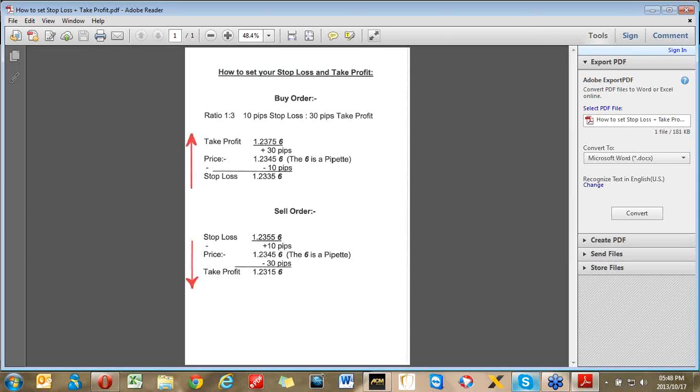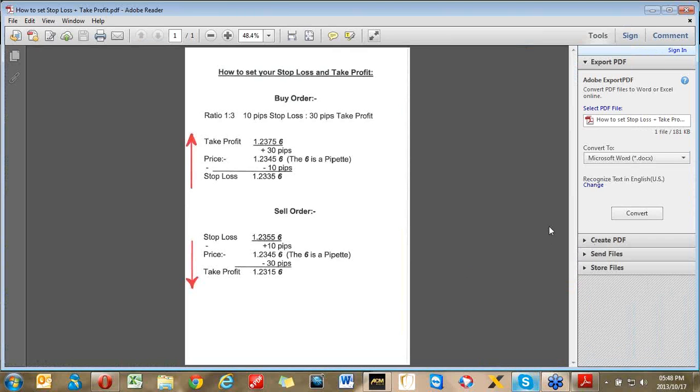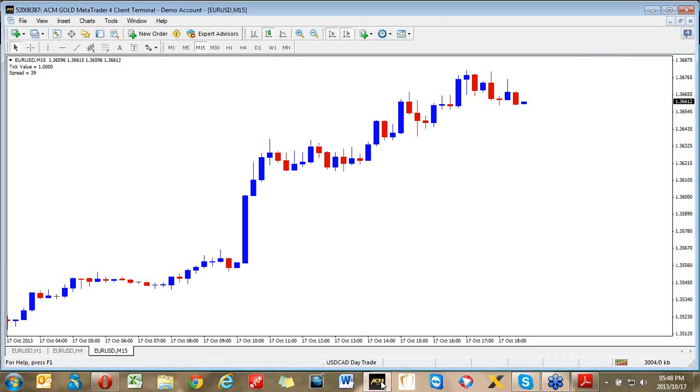All right, now we know how to set my stop loss and take profit, and how to calculate it. What I want to do now, oh, somebody wants to talk to me on Skype. They're just going to have to wait. I'm now going to go to my actual trading platform.